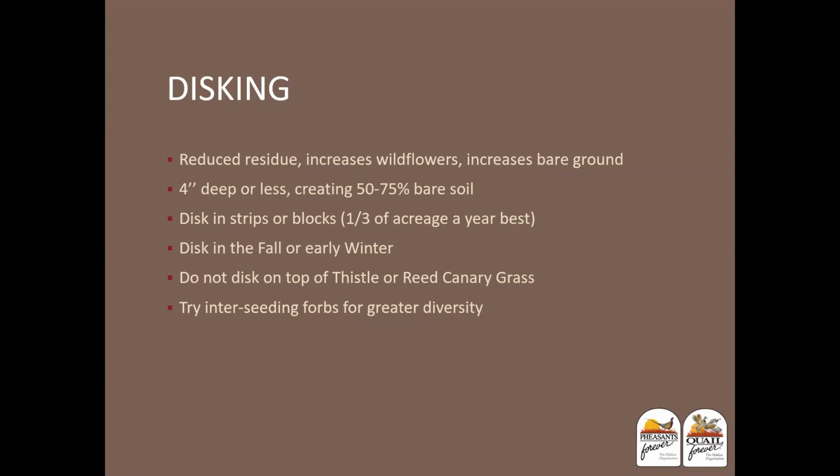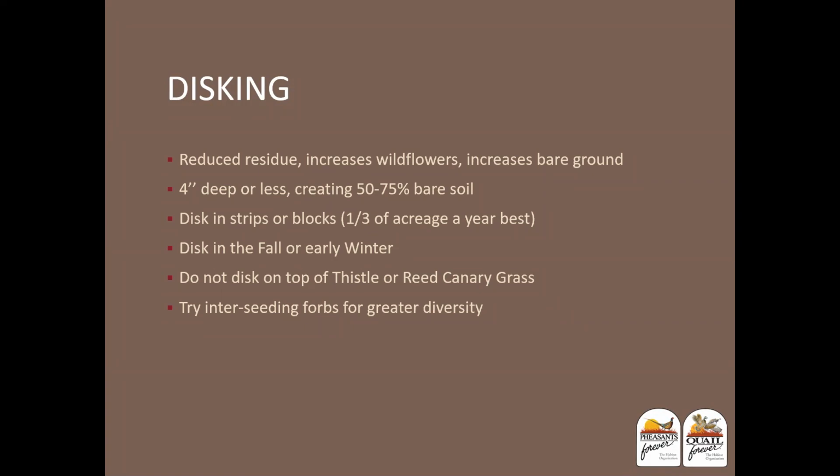I've seen some instances where it's worked more like a typical field, and they really go deep with it, and you destroy too much structure on top and bury a lot of those small forb seeds deeper than what they should be, and they'll have a hard time germinating out of it. And then you're looking at that third of an acreage a year. So you're going to want to do that in either strips or blocks to divide that up into a third.